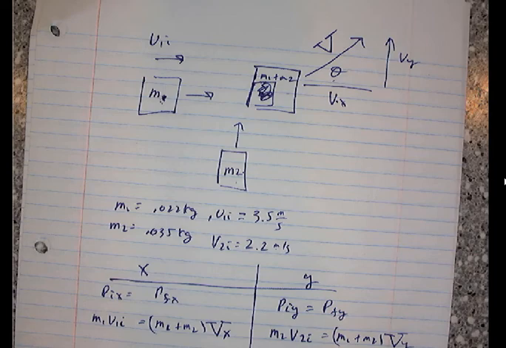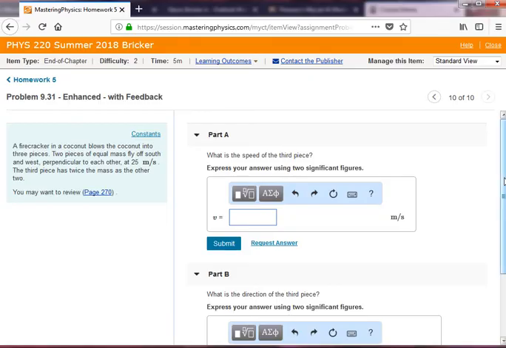two directions. Okay, so in the last one, we have a firecracker in a coconut that blows the coconut into 3 pieces. So that's an internal force. There's no momentum before this explosion. There's no net momentum afterwards. So no net before, no net afterwards.